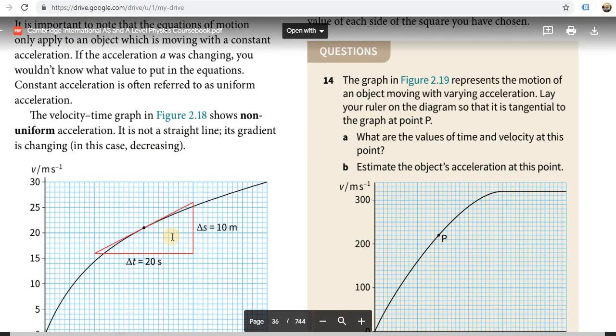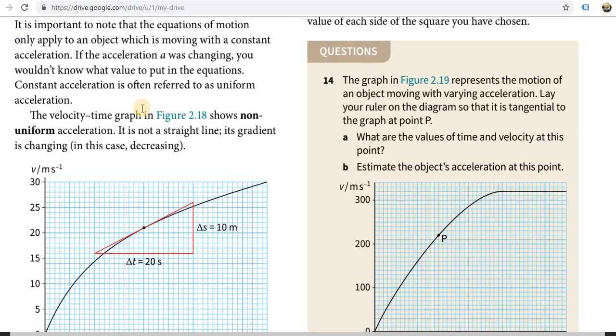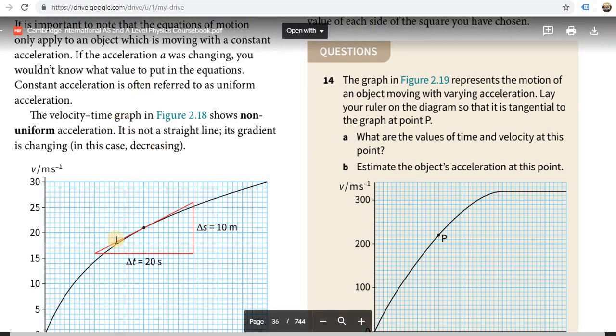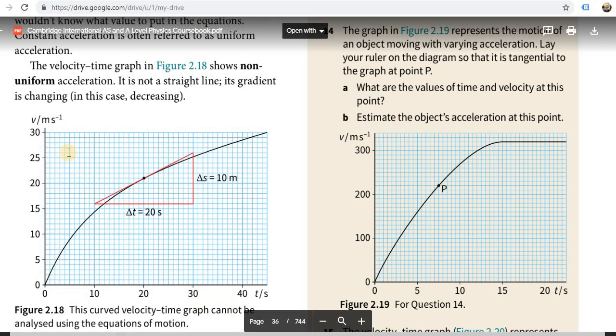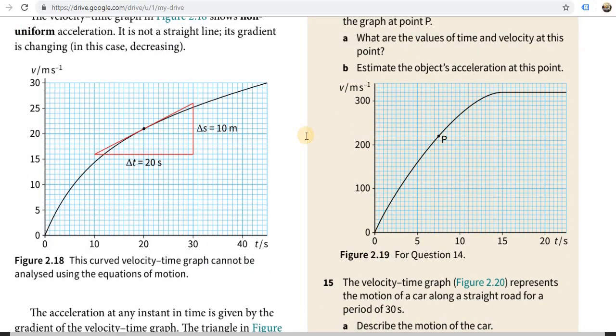Here we have a situation where the acceleration is changing. Those 4 equations can be used only when the acceleration is constant. Here is a velocity versus time graph. First thing you have to do when you see a graph like this is look at what the axes are. You can see the gradient is decreasing with time. That means the acceleration is decreasing with time. The curved velocity time graph cannot be analyzed using the equations of motion, because the acceleration is changing.